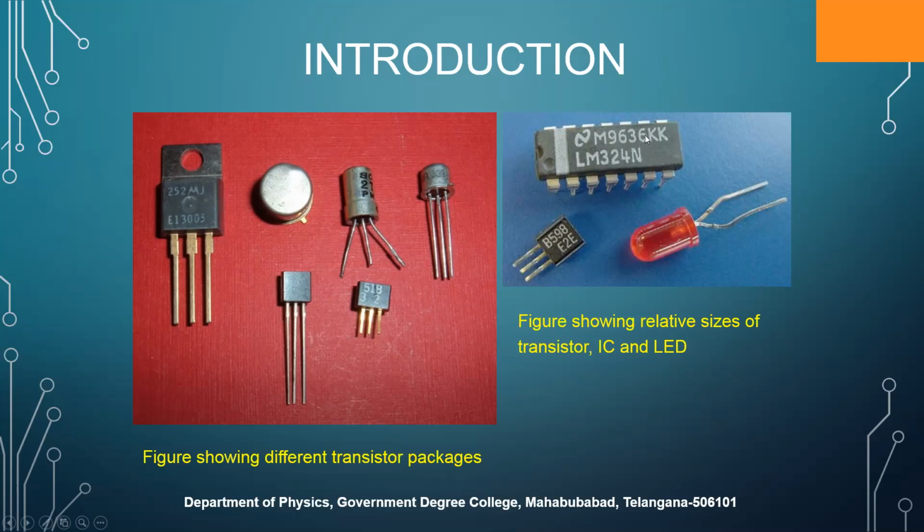So this is an IC. As we have discussed already, an IC is equivalent to a million transistors. This is an IC. These are also ICs. This is a light emitting diode. We can observe that the IC is almost the same size as our transistor.